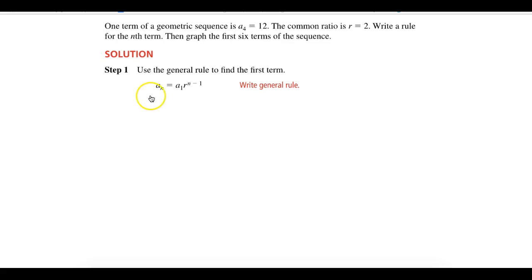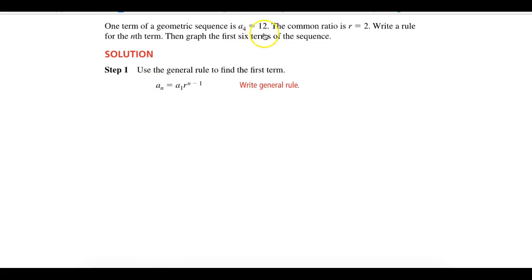Now, I'm not going to have you worrying about graphing the first 6 terms. So I'm just going to focus on writing the rule for the nth term. So remember, let's start with figuring out what our first term is going to be. We're going to use our general rule, and we're going to use this information right here to figure out what our first term is. So let's first go down, use the general rule. We're going to write that out.